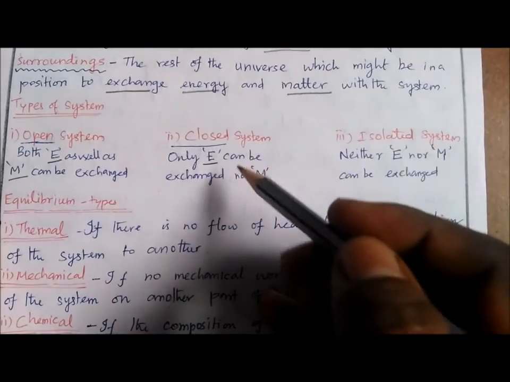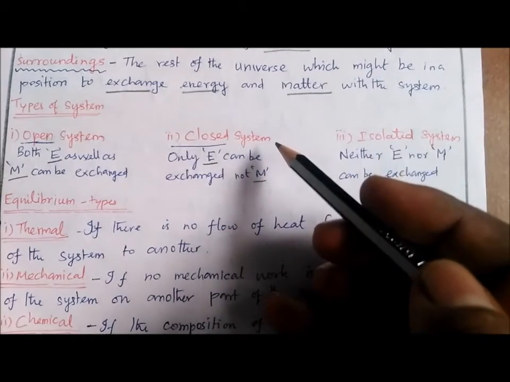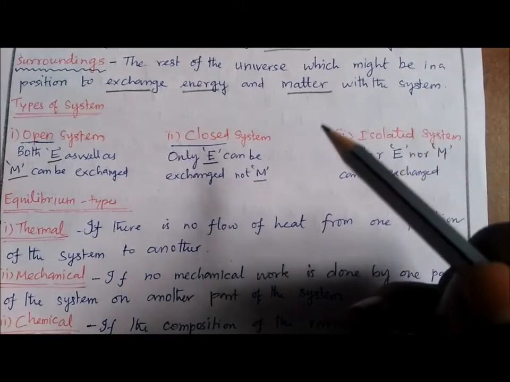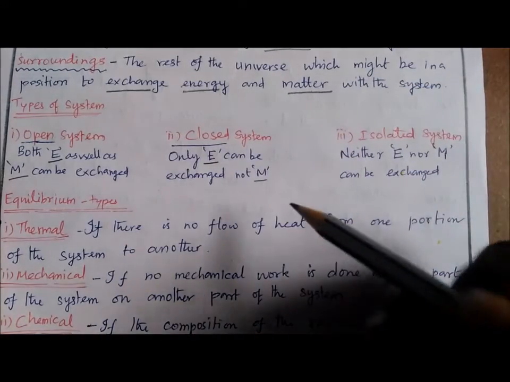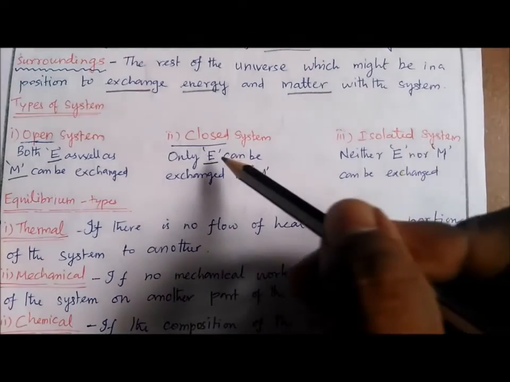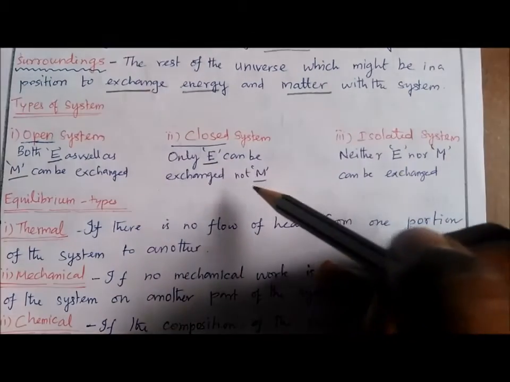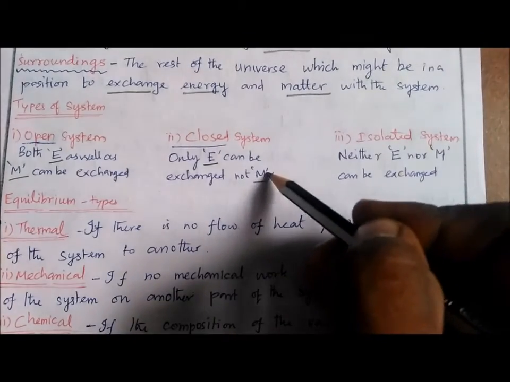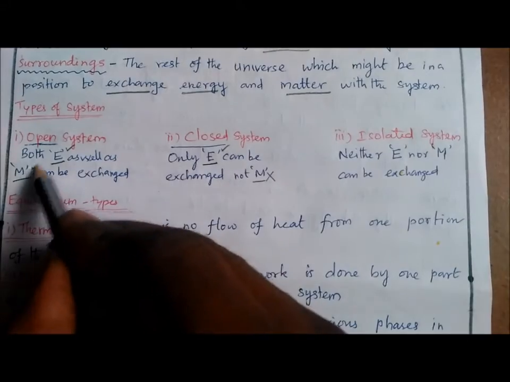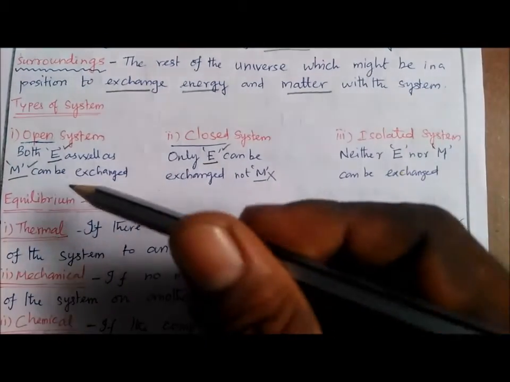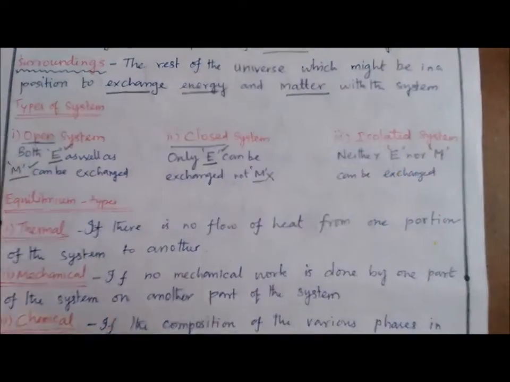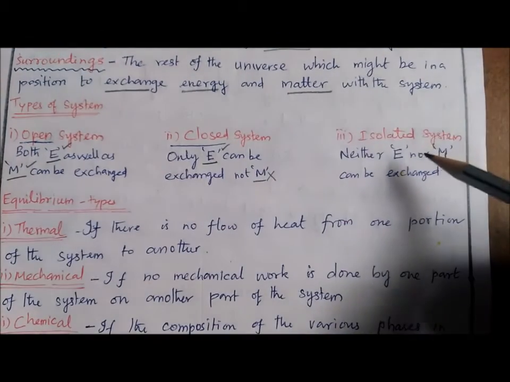For example, if we have a closed cylinder in a particular reaction that has to be considered, then that is called a closed system. Only energy can be exchanged, not matter. Matter cannot be exchanged, only energy can be exchanged. Here, in the case of an open system, both energy as well as matter can be exchanged. Next, what is an isolated system?